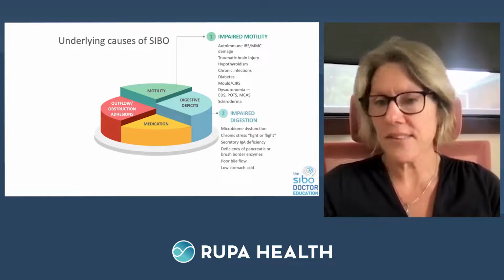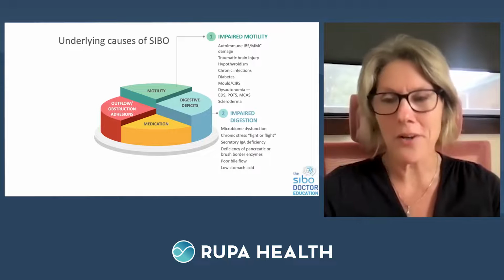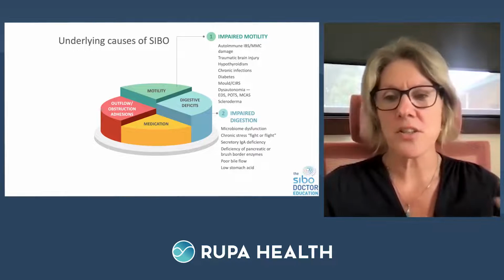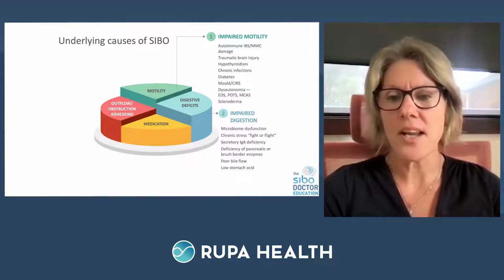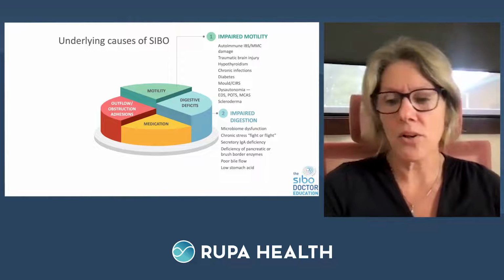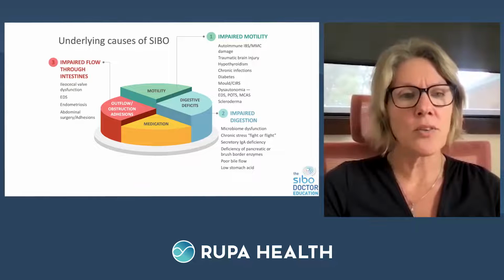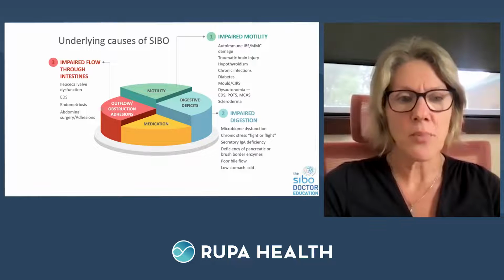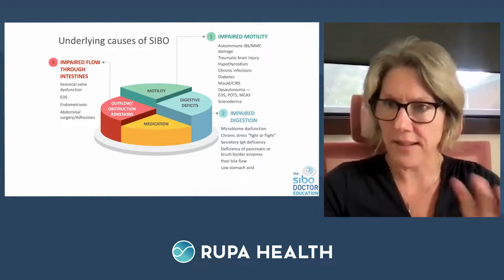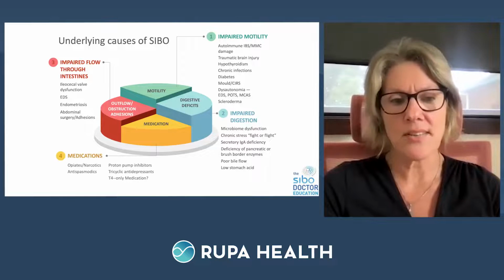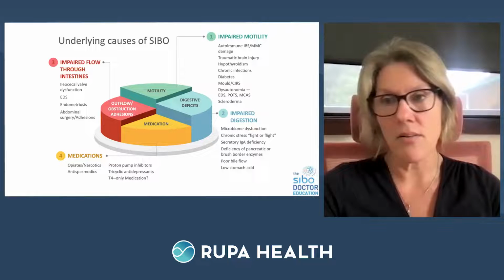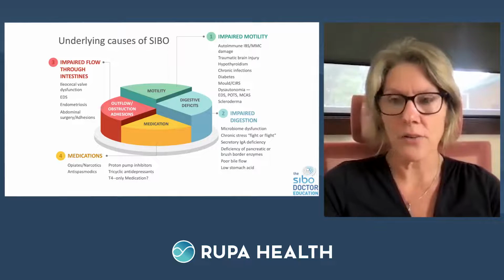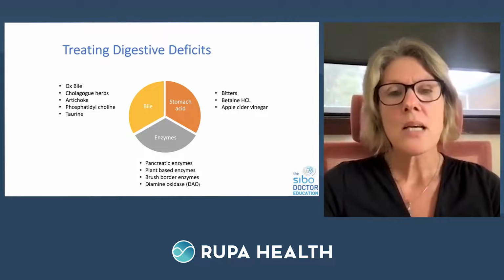With digestive deficits, that's our wheelhouse, right? We know how to treat that, but we see microbiome dysfunction, chronic stress, fight or flight issues that affect digestion. We see secretory IgA deficiencies, deficiencies of pancreatic enzymes or brush border enzymes, poor bile flow and low stomach acid. And then we also have problems with endometriosis, adhesions, EDS, anything that affects the structure. And then we have some medications that do affect the motility mainly of the intestinal tract, and they are listed here, and finding alternatives for that obviously can also be helpful. We know how to do this.